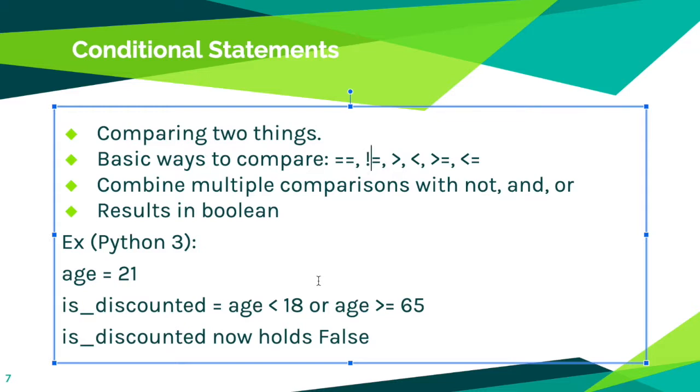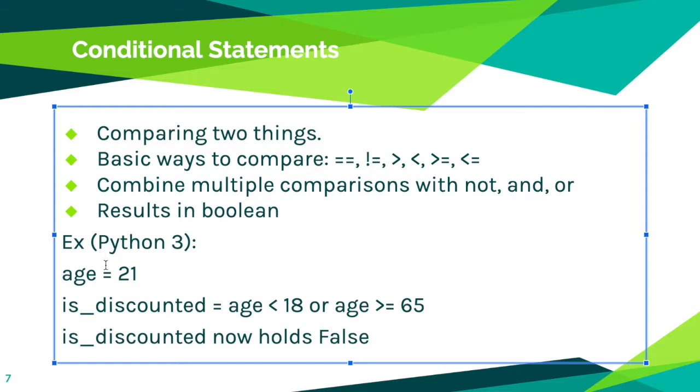And then and just means that if you have 2 statements and in between them, both of the statements have to be true in order for the whole thing to result in true. If either one of them is false, the whole thing is false. And in or, either one can be true and the statement will result in true. Both of them have to be false in order for the statement to result in false. So yeah, conditional statements result in Booleans.